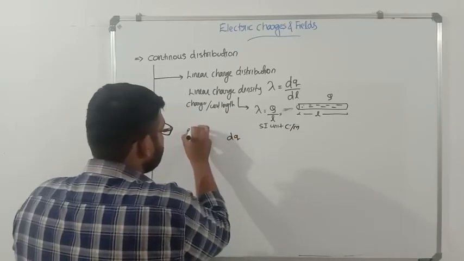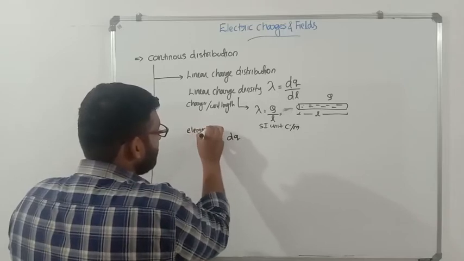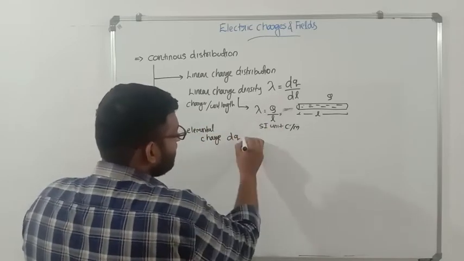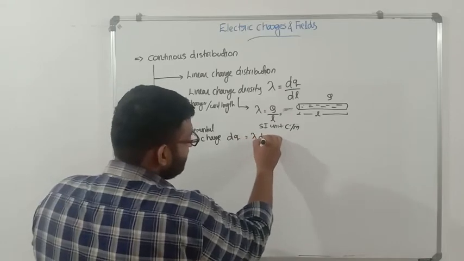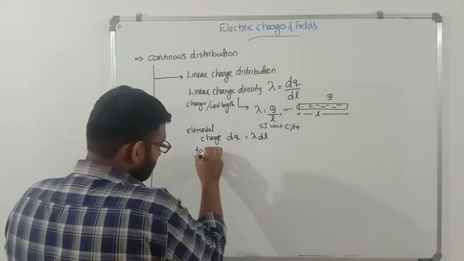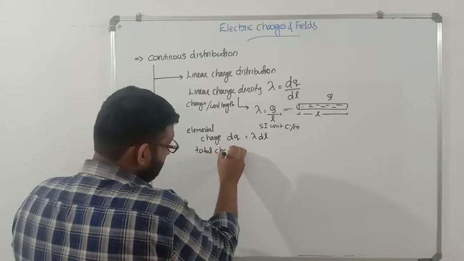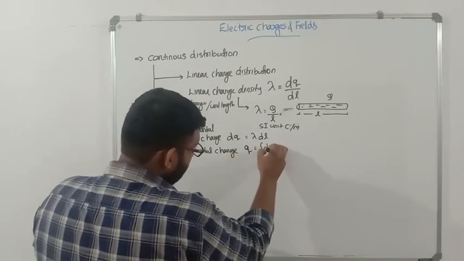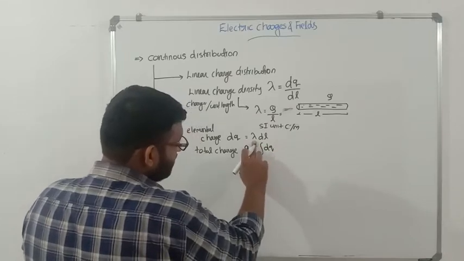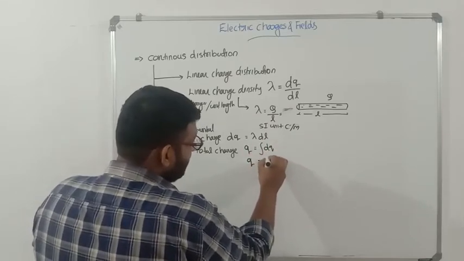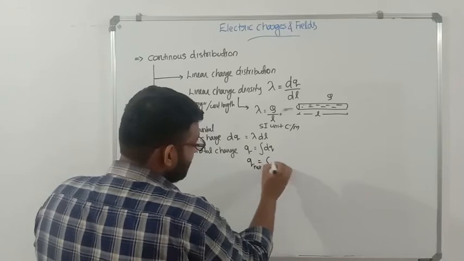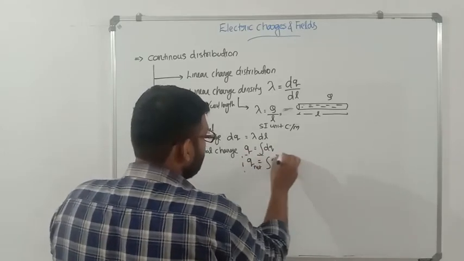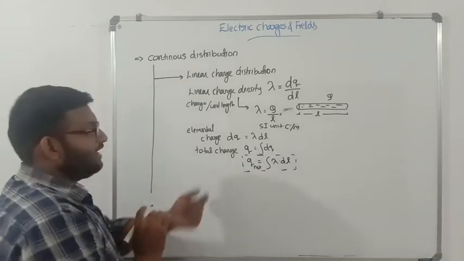So you can write down the total charge of the system. The elemental charge dq is nothing but lambda times dl. Then total charge can be written as Q. It is nothing but the integral of dq. We know what dq is. dq is lambda dl. So the net charge can be written as the integral of lambda dl. This is how you use this idea.